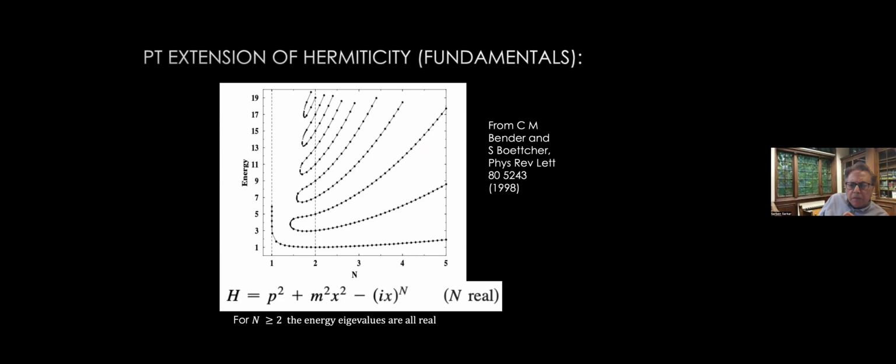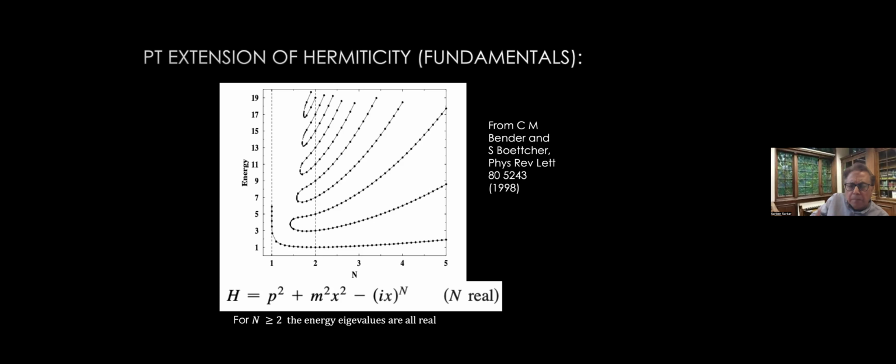This is one of the papers that launched PT symmetry, from 1998, in which a quantum mechanical Hamiltonian was considered, of the form p squared plus m squared x squared minus (ix) to the power n. Clearly, if you took n real, n greater than or equal to 2, so for example n equals 3, you get plus i x cubed, and that is a non-Hermitian Hamiltonian. You would not expect that the eigenvalues for such a Hamiltonian would be real, but all the eigenvalues are real, and this persists for higher n as well. So this is quite remarkable, and it's not an accident.